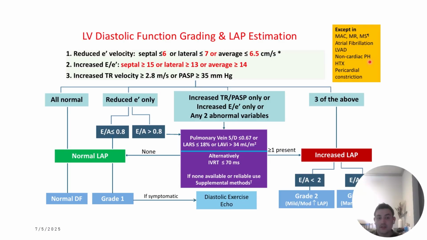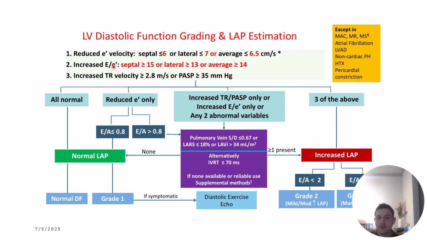And then, what is important about this slide? Because you want to know, okay, I have an abnormal diastology. I now need to know what is the pressure in the left atrium. Is it elevated or is it normal? And this is a diagram that tells you the same thing. Reduced relaxation, E prime reduced, less than 6, less than 7. Then you go to step 2.